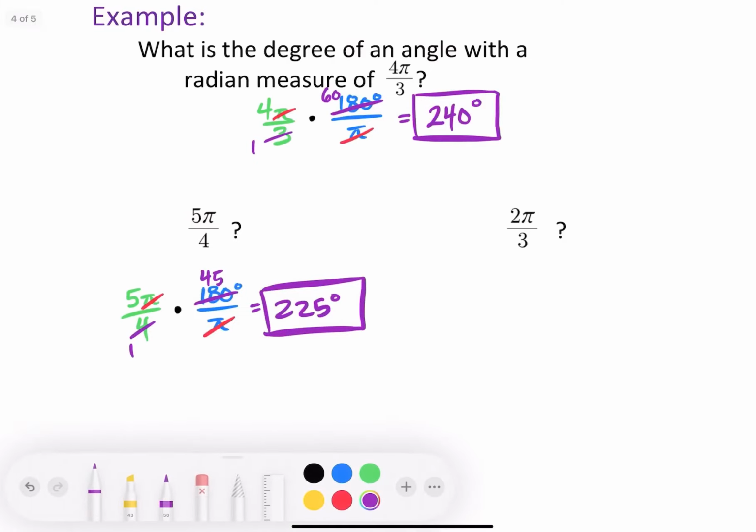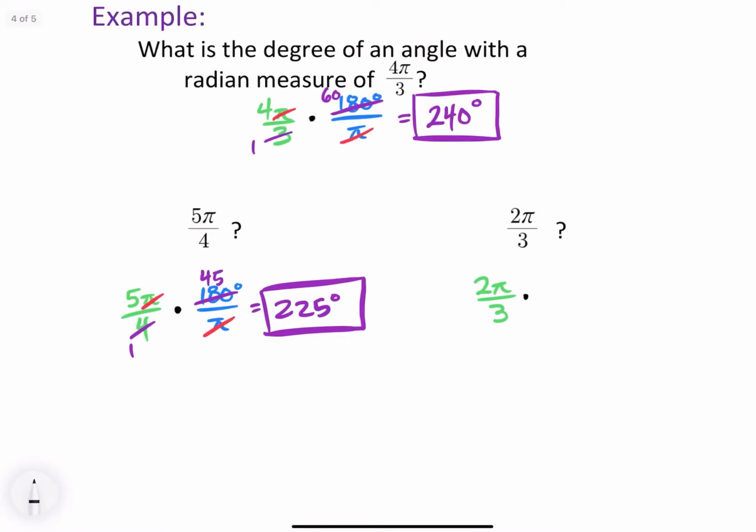All right, let's do one more, and then we're going to change it up a little bit. Here our radian is 2 pi over 3, and we're going to multiply that by 180 over pi.